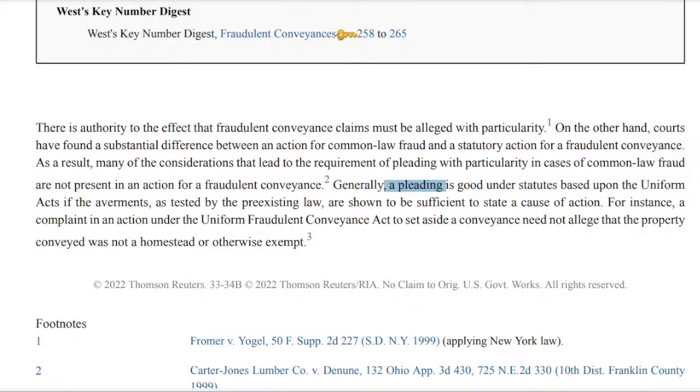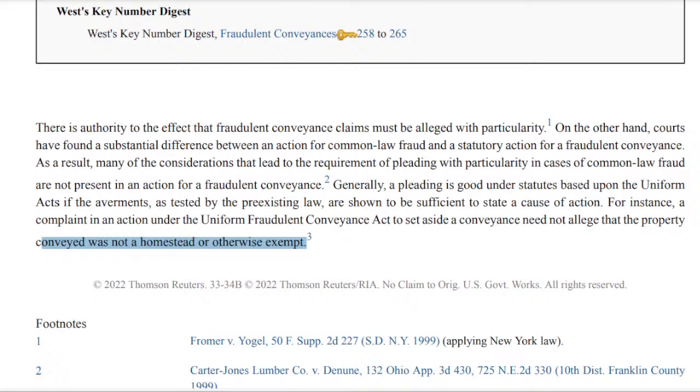Generally, a pleading is good under statutes based upon the Uniform Acts if the averments, as tested by the pre-existing law, are shown to be sufficient, the particularity, right, sufficient to state a cause of action. For instance, a complaint in an action under the Uniform Fraudulent Conveyance Act to set aside a conveyance need not allege that the property conveyed was not a homestead or otherwise exempt.